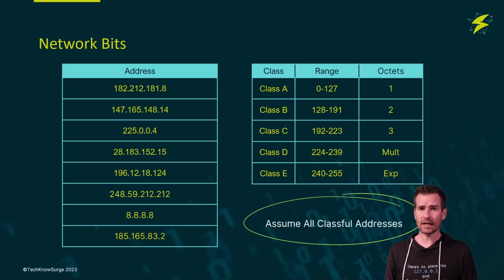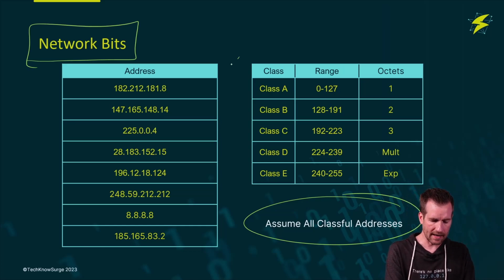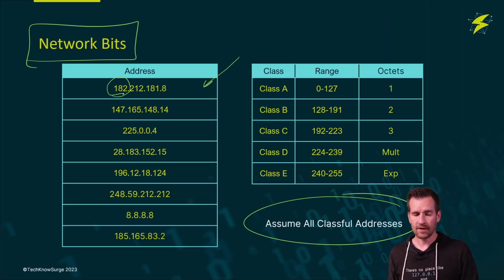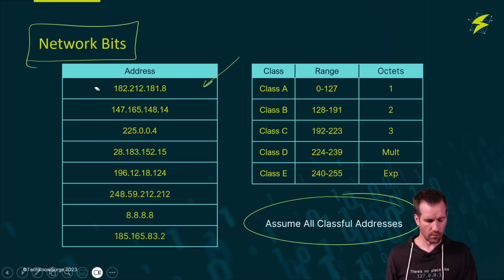So what we're going to do with this exercise is identify the network portion of this, the network bits. We have to look at each one of these, take a look at the first octet, and figure out what range it is. I probably shouldn't circle that because that's part of the exercise. Figure out what range that is.